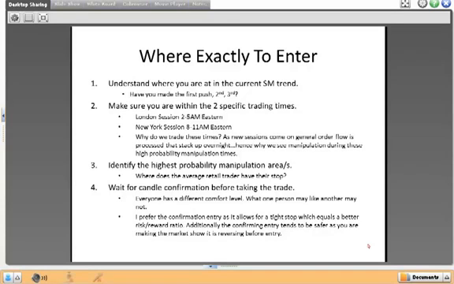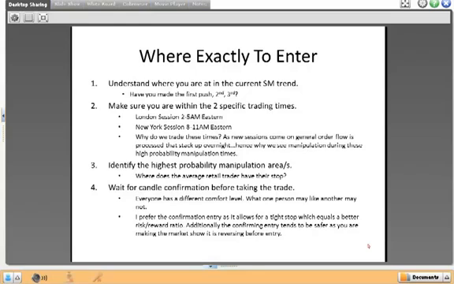Okay. So again, this relates more precisely to where exactly to enter. And so the fourth point is wait for candle confirmation before taking a trade. Everyone has a different comfort level. What one person may like, another may not. And so what I mean by this is different people have different ways of taking trades, or different criteria that is going to actually signal the trade, different things that may filter out a trade, et cetera, when it comes to actually placing the trade.